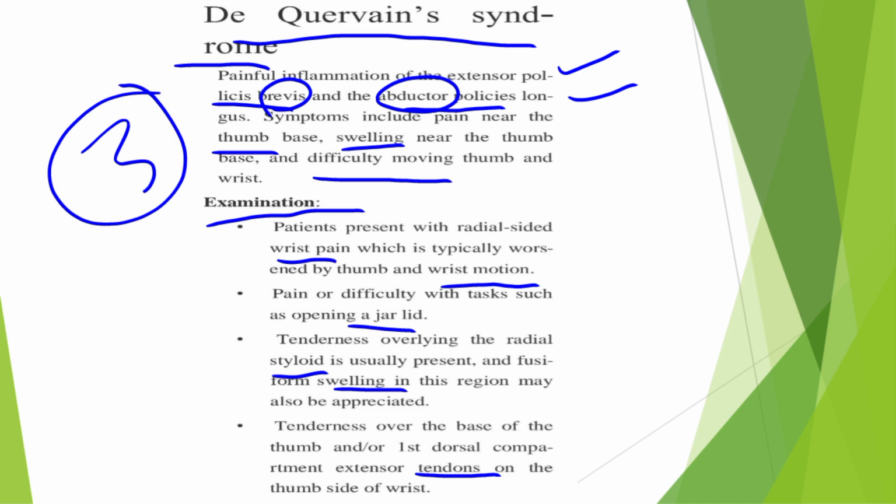This is very important to remember. Extensor pollicis brevis and abductor pollicis longus, these are the tendons that become painful and inflamed, and the patient feels swelling, pain and difficulty in movement.